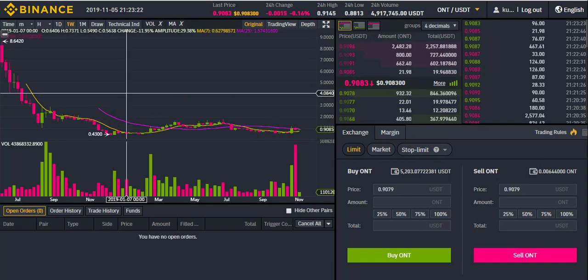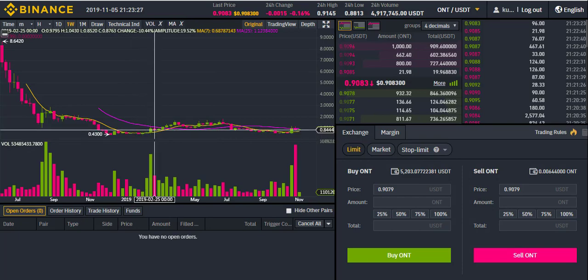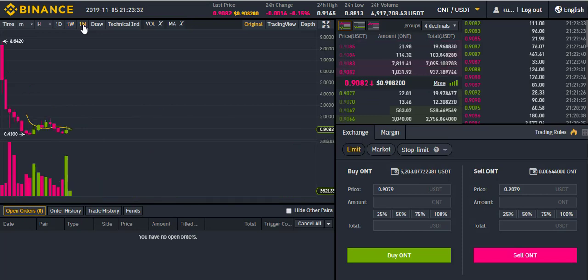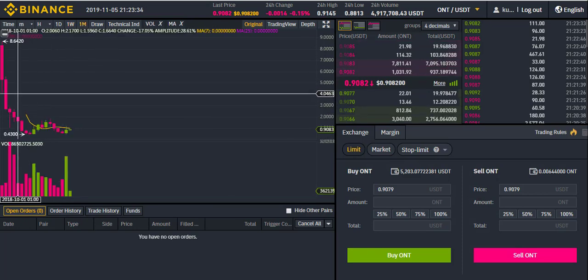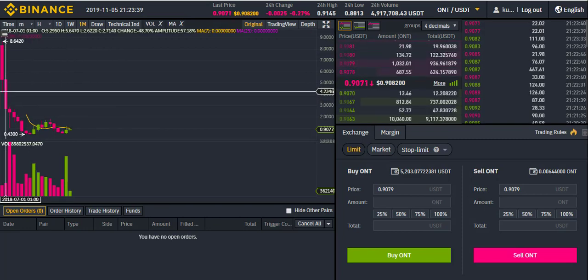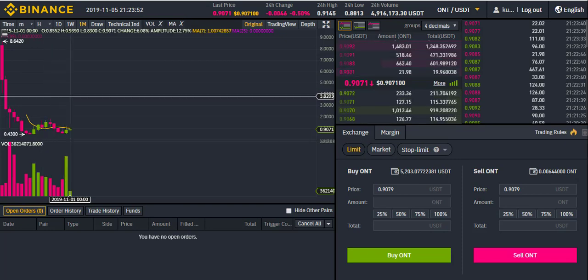And you've also got the weekly chart, which shows you these bars by weeks, or should I say candlesticks by weeks. And you've got the monthly chart, which shows you a monthly timeline. So you can see that on this chart, Ontology has only been on Binance for 1, 2, 3, 4, 5, 6, 7, 8, 9, 10, 11, 12, 13, 14, 15, 16, 17, 18 months. 18 months Ontology has been on Binance for.